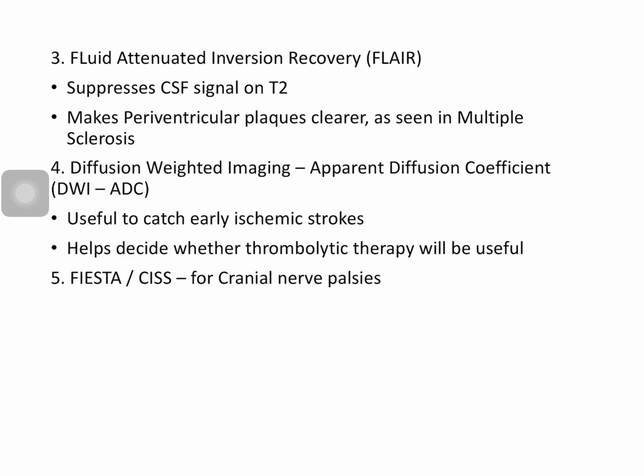The next method of MRI is something called diffusion weighted imaging. Not very important from an ophthalmological perspective, but just for the sake of completion, we'll discuss it. It is used to catch early ischemic strokes. Otherwise, it's very difficult to catch ischemic strokes on either a CT scan or an MRI scan. Hemorrhagic strokes are very quickly caught on CT scan, but ischemic strokes are very difficult. So diffusion weighted imaging helps in finding an early ischemic stroke, and it helps to decide whether therapy is going to be useful for such a patient or not.